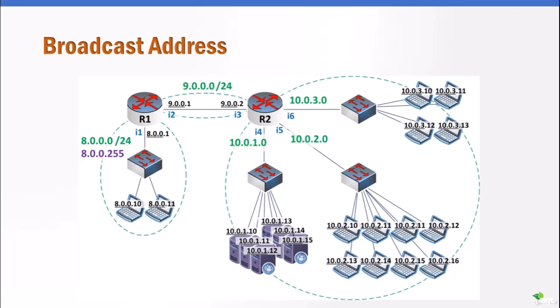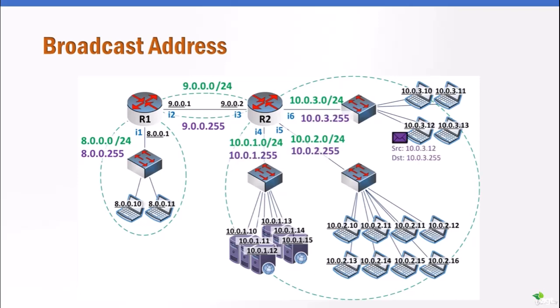So for 9.0.0.0/24, the broadcast IP address is going to be 9.0.0.255. Hopefully you can already guess what the broadcast addresses for the other 3 networks are. So we're going to use the /24 for all 3 of them, and all 3 of them are going to be the same network portion, and only the host portion is going to change from 0 to 255.